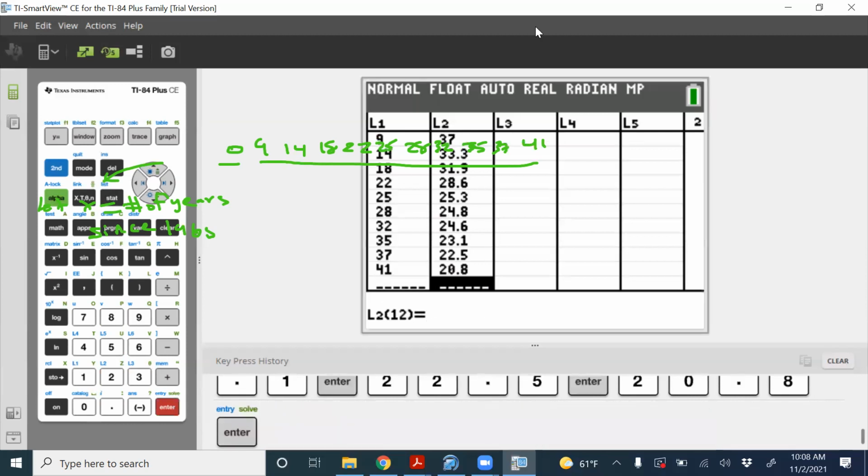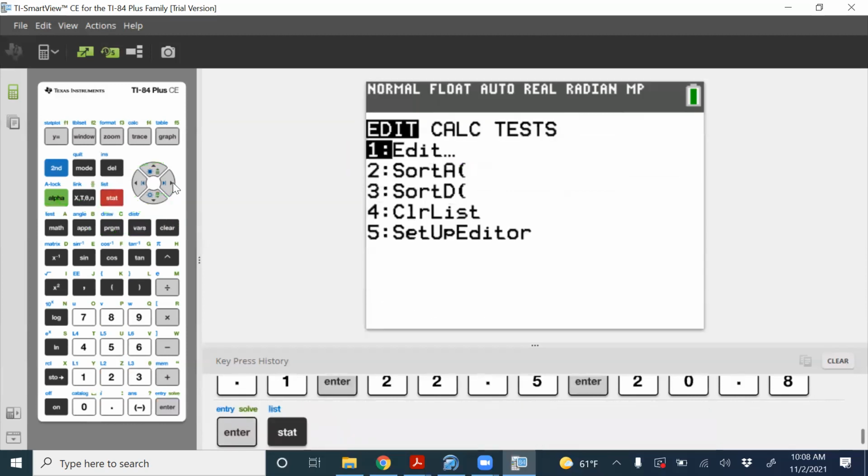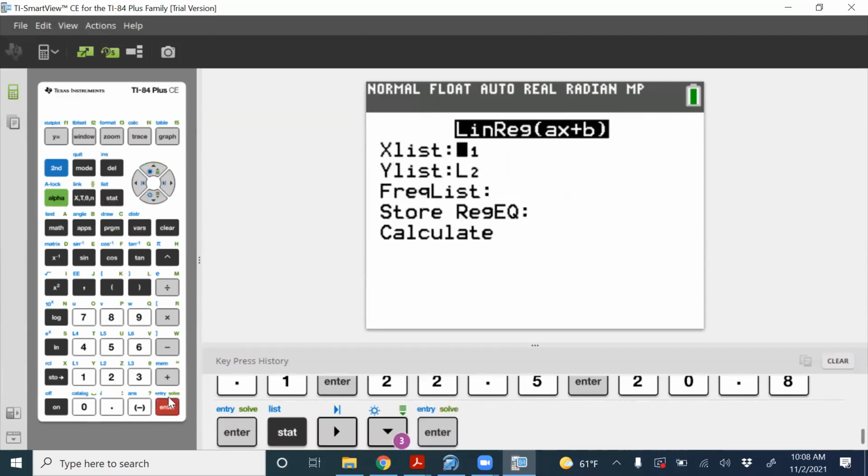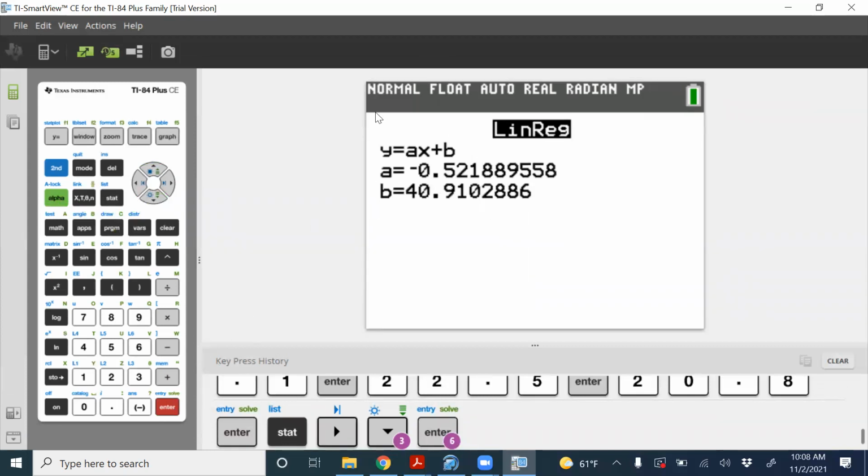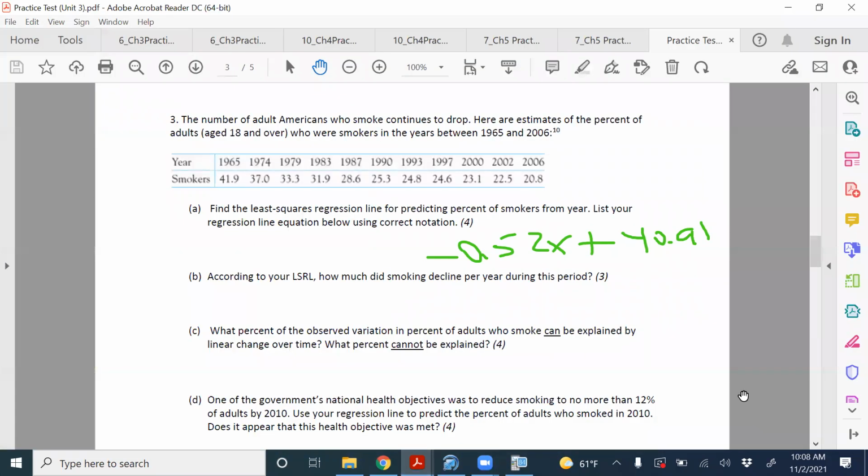Okay, let me clear this now. You go back to stat, go to calc, linear regression, just hit enter a few times to get down here. There you go. So my equation is going to be y equals negative 0.152x plus 40.91. If I go back to the PDF, there we go. That should make sense because I deliberately made my y-intercept 41.9, so the intercept is pretty close to that. And the slope should be negative because the percentage goes down as time passes, right?